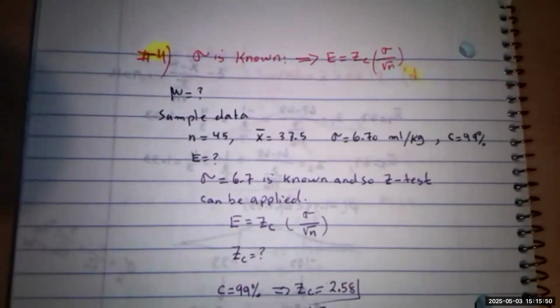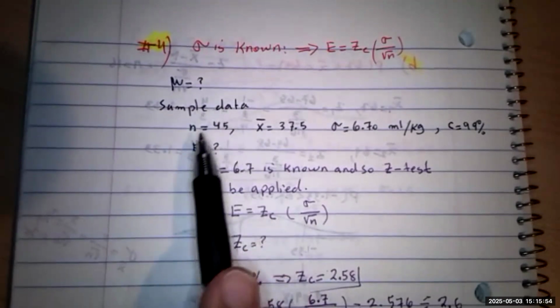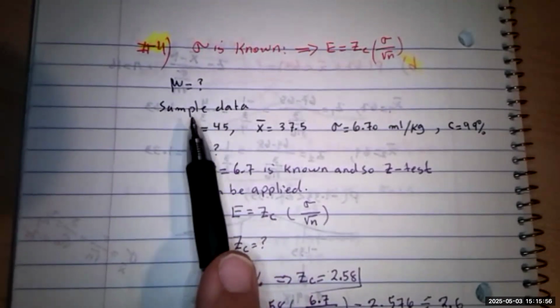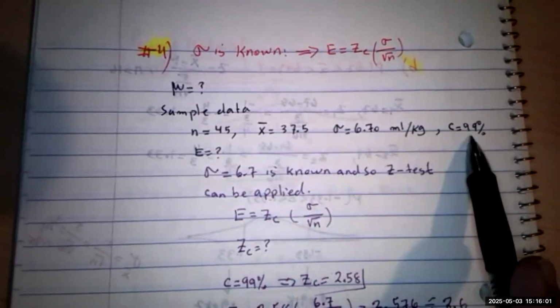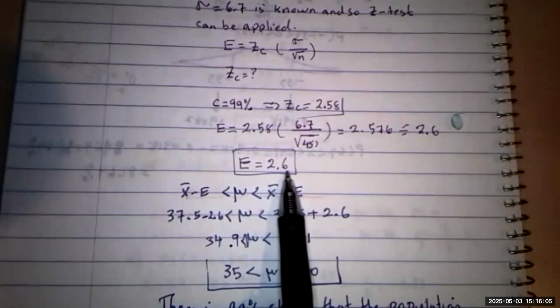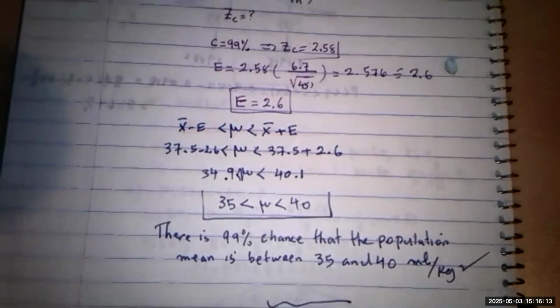This is the information that you have to give us: the sample data. So the sample data would be the sample size, sample mean, standard deviation, and the confidence interval. You drop down into the E, you give us the E 2.6, and then the interval. And at the end, make a comment. Be accepted, and we give you 10 points.